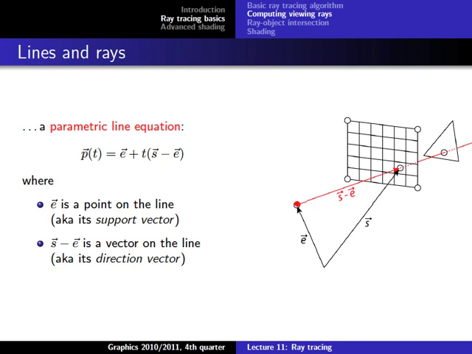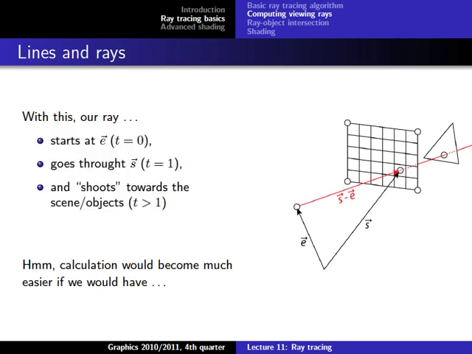So the obvious choice for the direction vector would be s minus e. We can take any vector on the line, but if we take s minus e, then we have the advantage that, as I think was an exercise in the first or second tutorial, if we set the parameter t to 0, we get the first vector e. If we set it to 1, we get the second vector s, which is our pixel on the screen. And then we can shoot the ray by just increasing t and making t larger than 1.